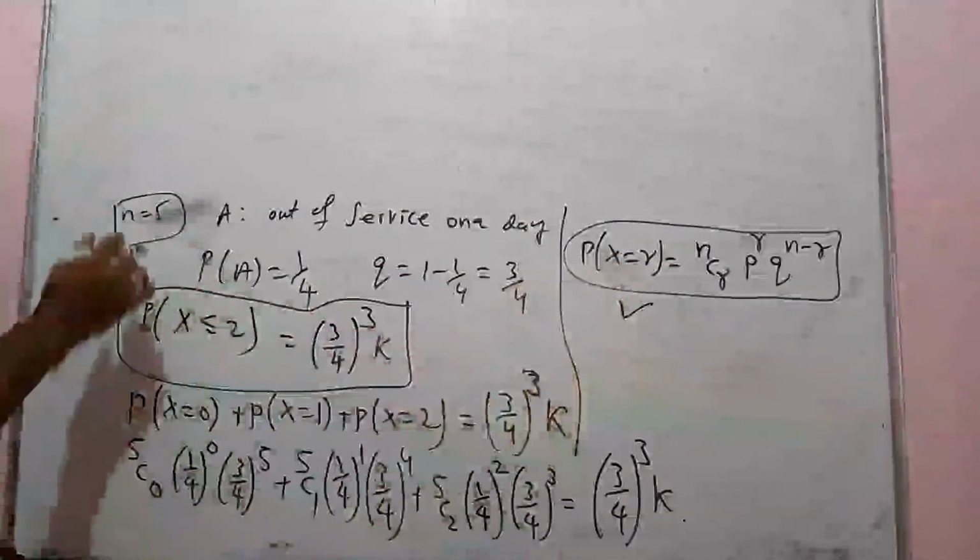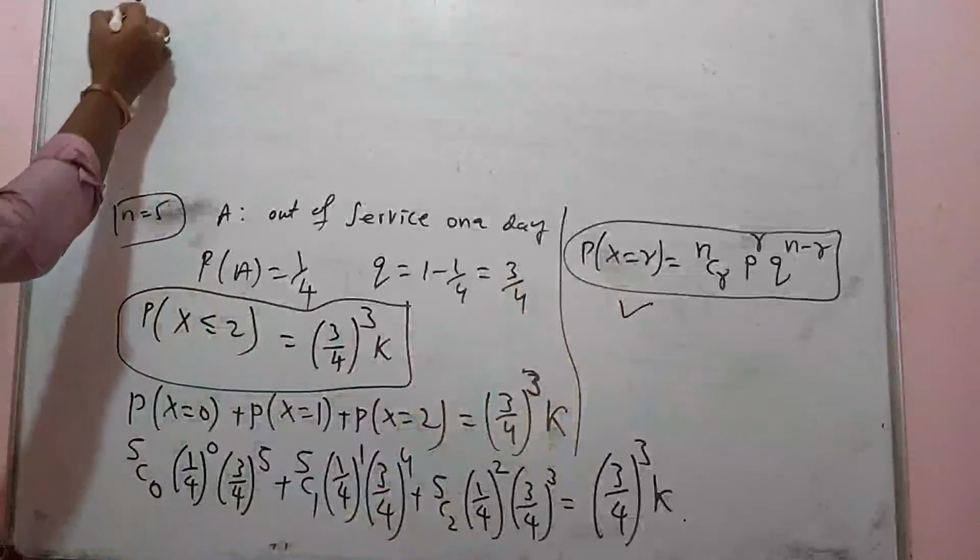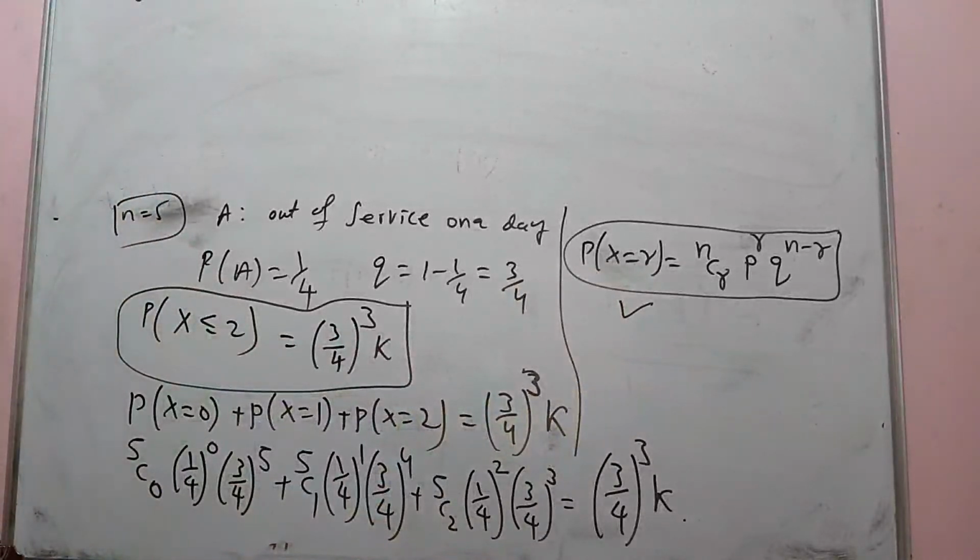So 5c0 value is how much? 1. 5c0 value is 1. And 1/4 power 0, anything to the power of 0 is 1. That is good. Correct. Yes, Suhana, correct answer. I hope you are right. I didn't see, but I'll just check it out. Yes, 17/8. Suhana, check the answer.